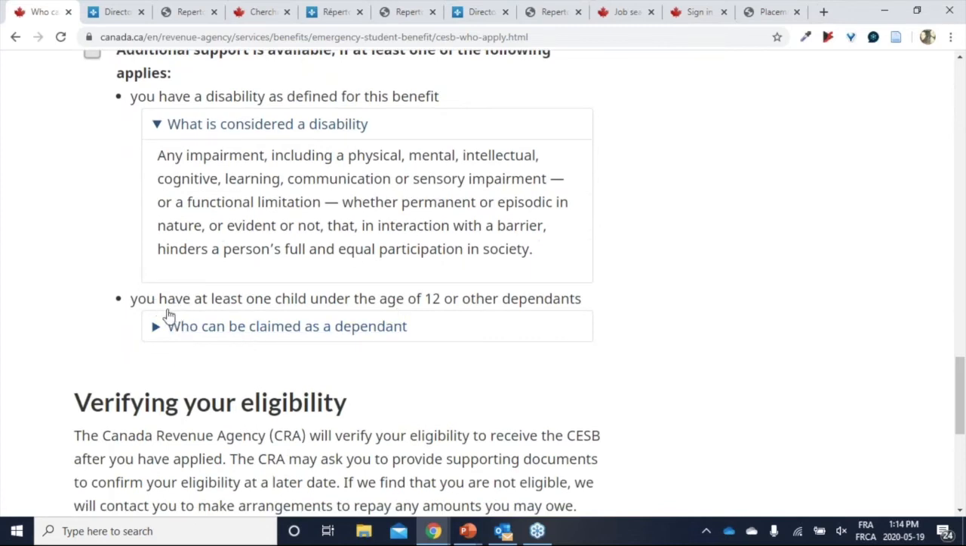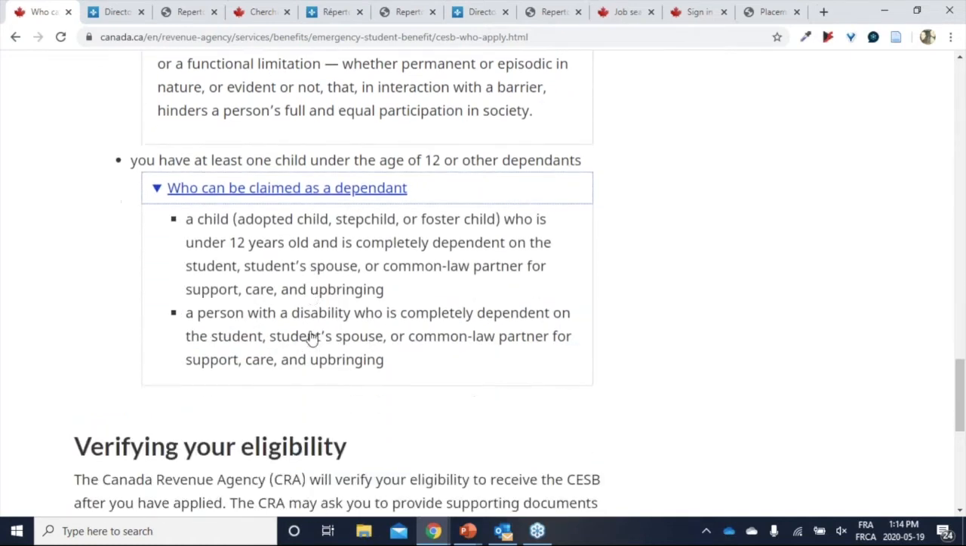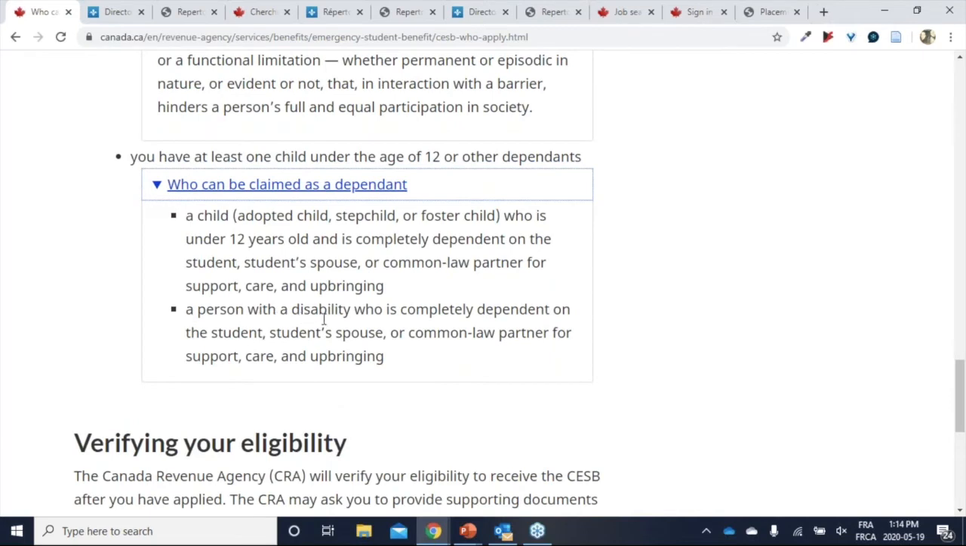You can also receive the top-up benefit if you have at least one child under the age of 12 or other dependents. Another dependent could be a person, for example, who has a disability, who is completely dependent on the student, spouse, or common law partner for support, care, and upbringing.